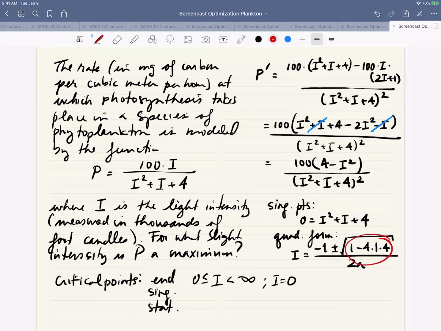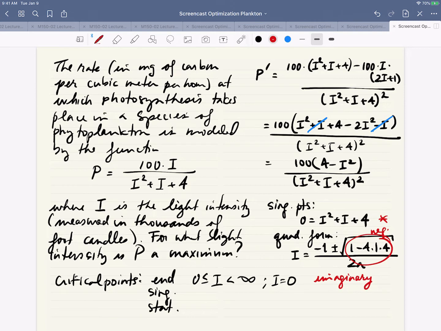But what you see here, this is a negative number. And so solutions to this equation here are imaginary. That means I never get division by 0 for a real number. So I don't have any singular points.